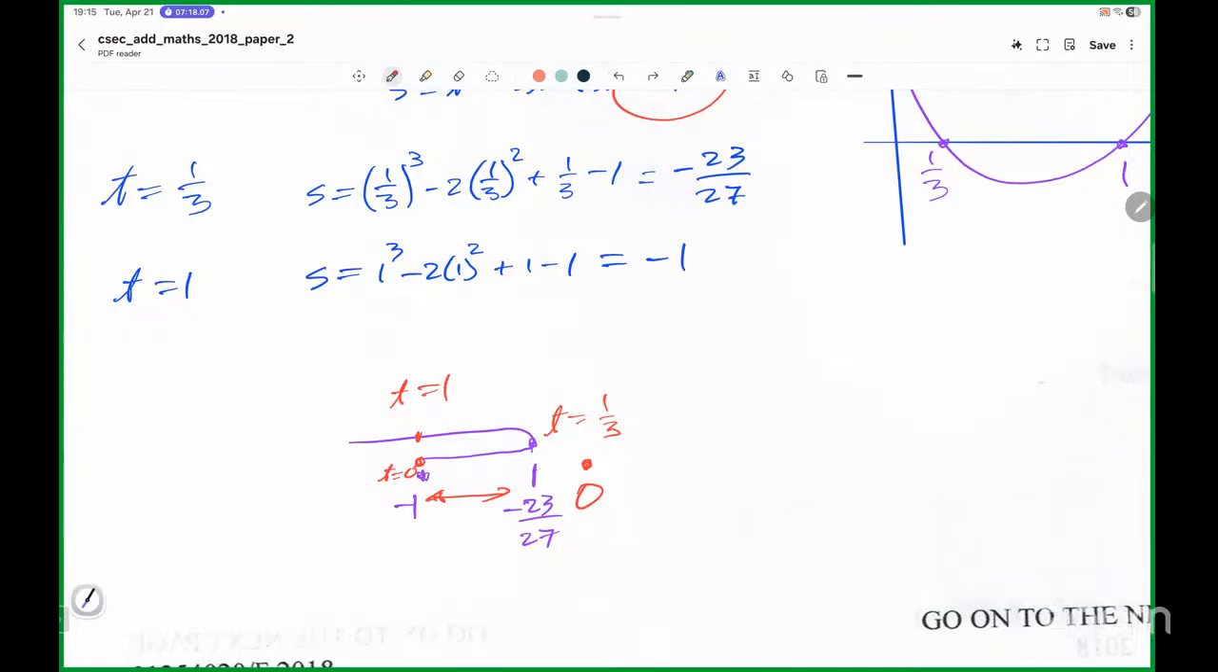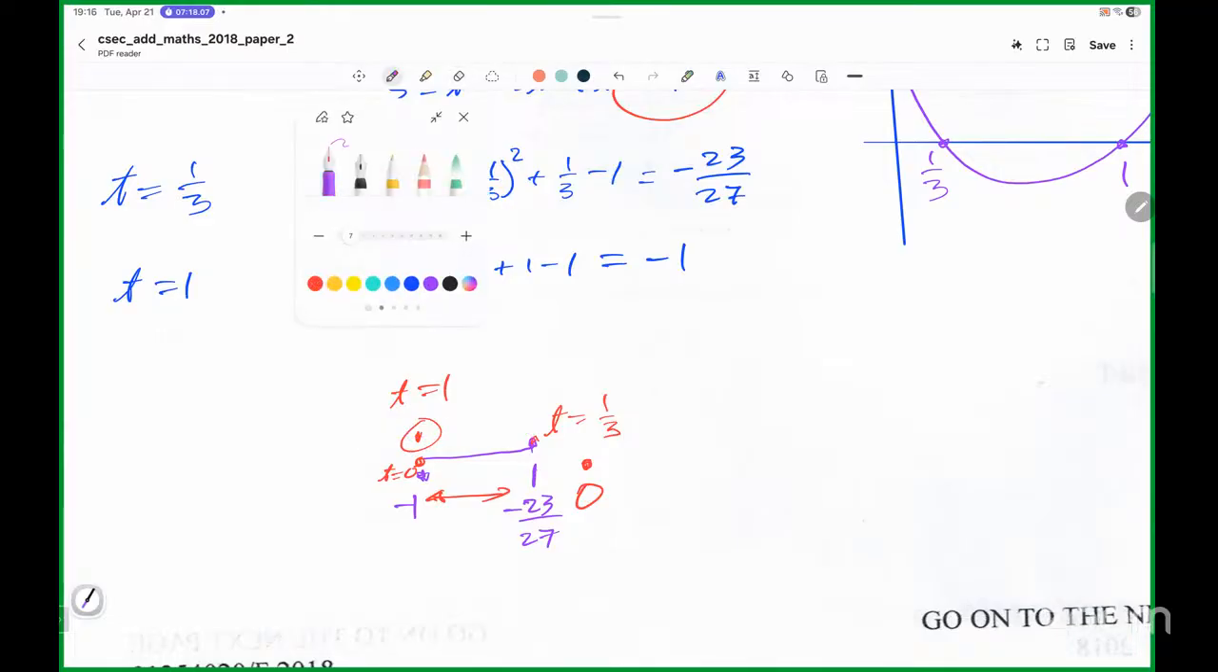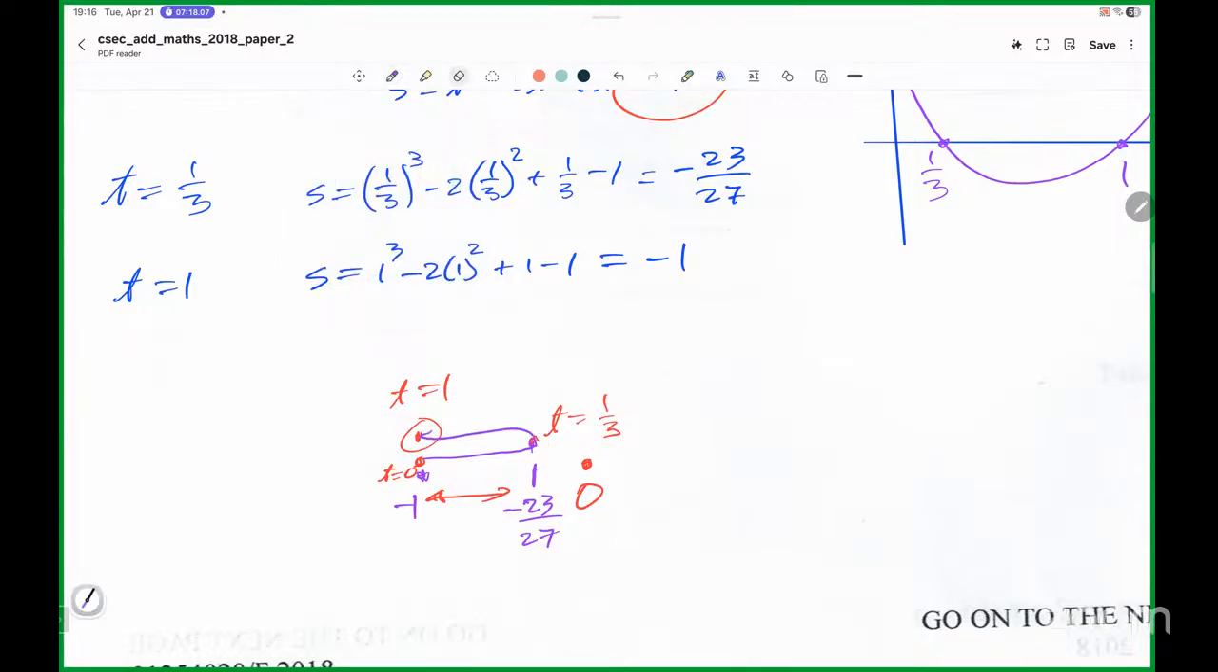That's where it was. And then when t equals a third, it turned right here. So before it reached 0, it turned at -23/27. And then it comes and turns again right there, at -1, when the time was 1. And then it goes forward forever after that. That's what happens. Just at this part, it never starts at 0.